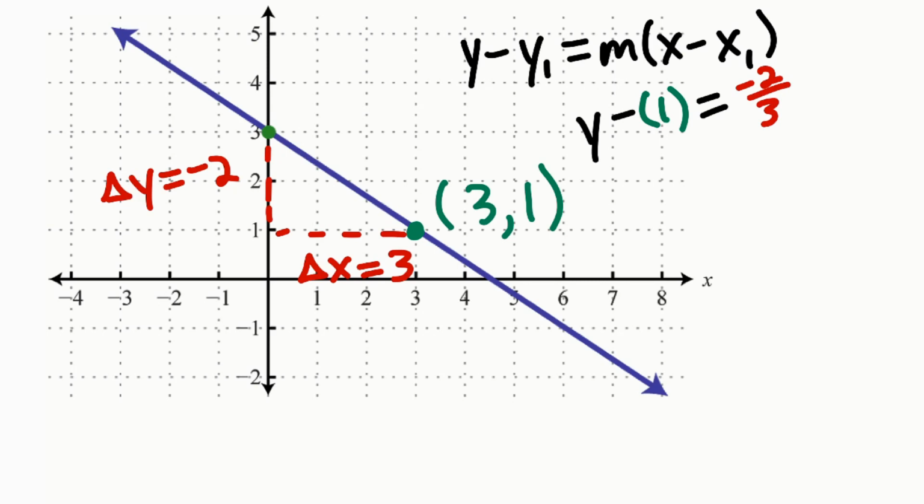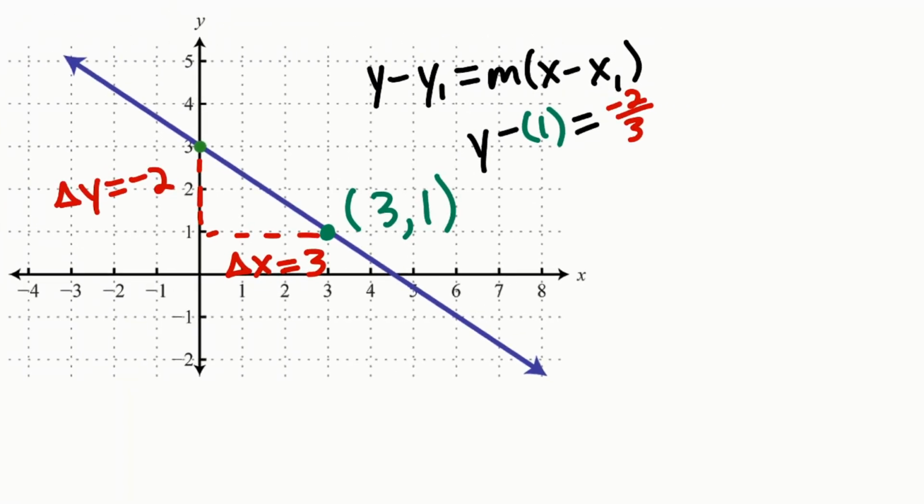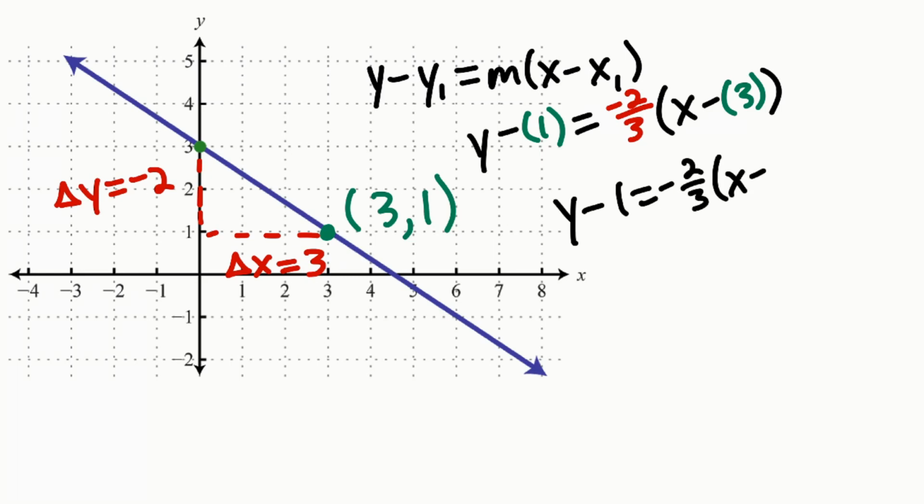And then times the quantity x minus x1. Well, my x value is 3. And again, I'm going to put it in parentheses just to be clear. So it's y minus 1 equals negative 2/3 times the quantity x minus 3. And putting it in parentheses here would be particularly helpful if the values of those points were negative.